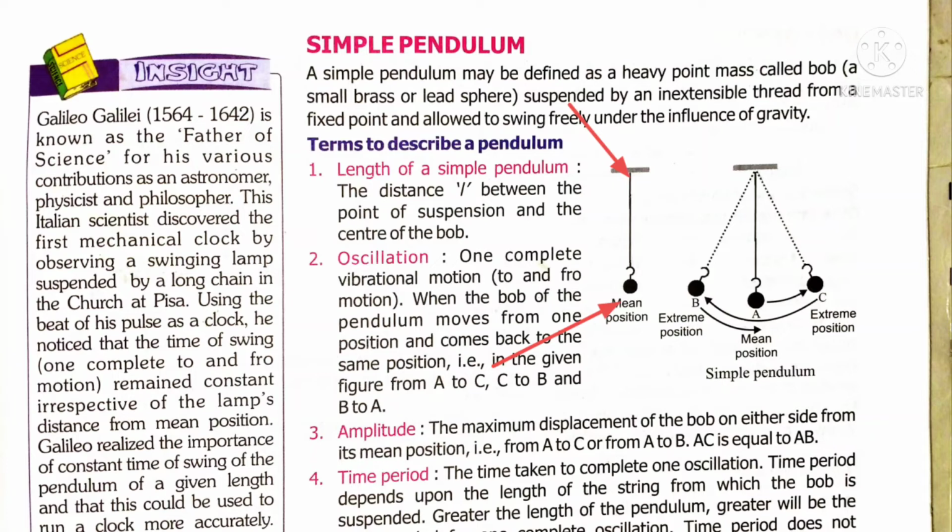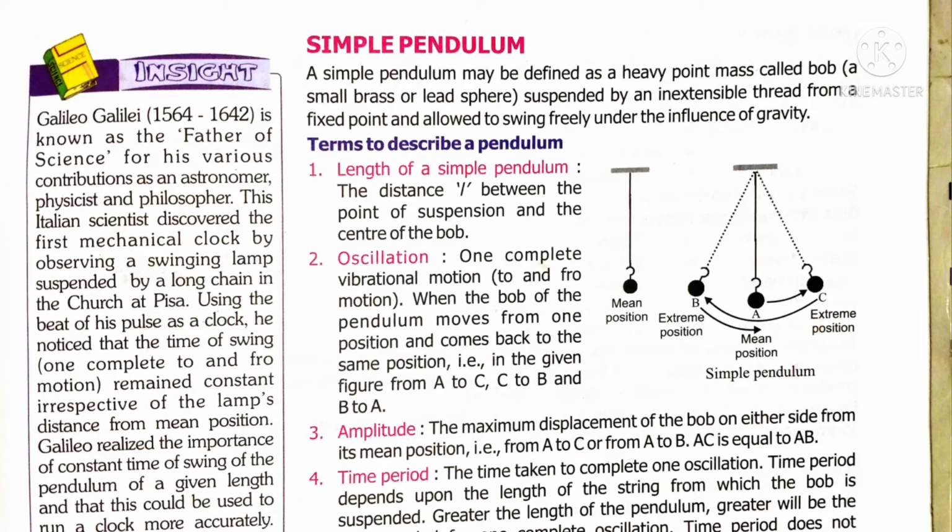The next term is oscillation. One oscillation is one complete vibration of this pendulum, that is, the to and fro or to and back motion of the bob of the pendulum.